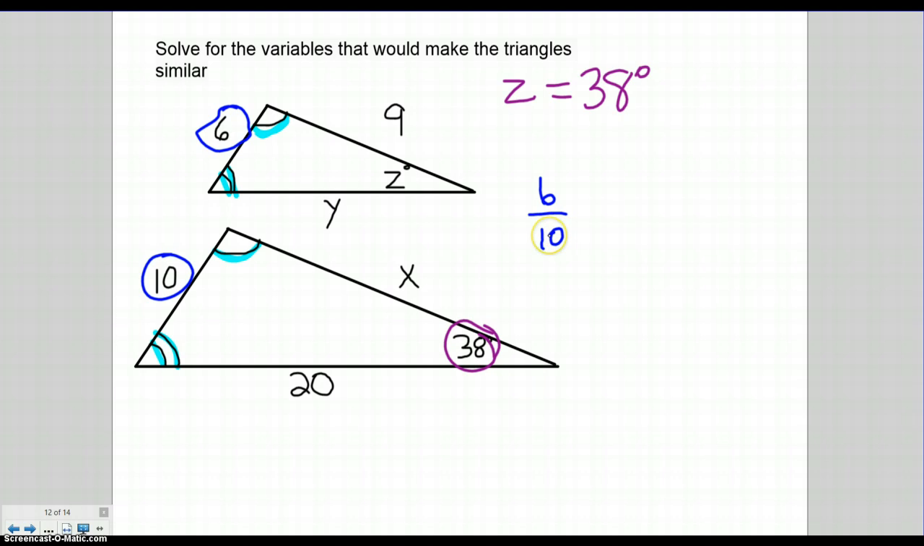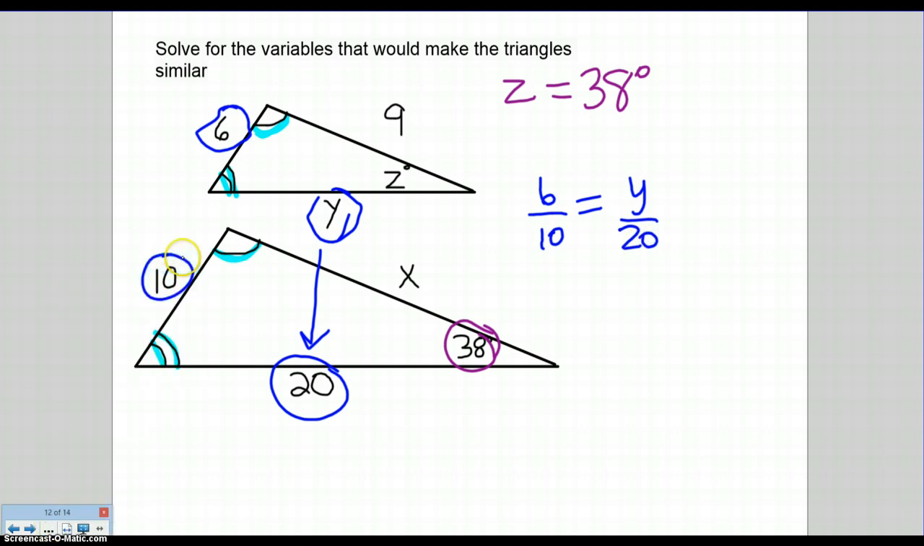We're going to set up 6 over 10, and set that equal to one of the other pairs of corresponding sides. I'm starting with my smaller triangle and putting my smaller on top, my bigger on the bottom. So we have y. Let's put y on the top for our small. Well, y corresponds to 20, so we're going to put 20.